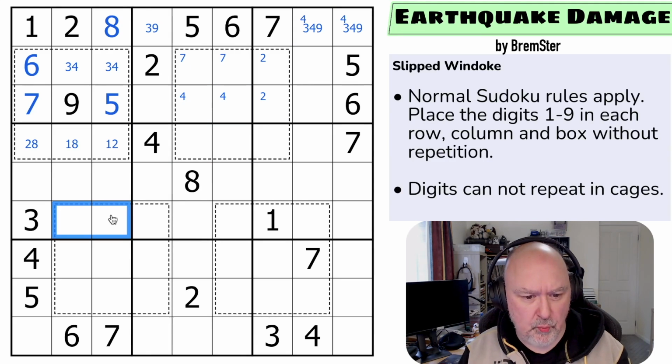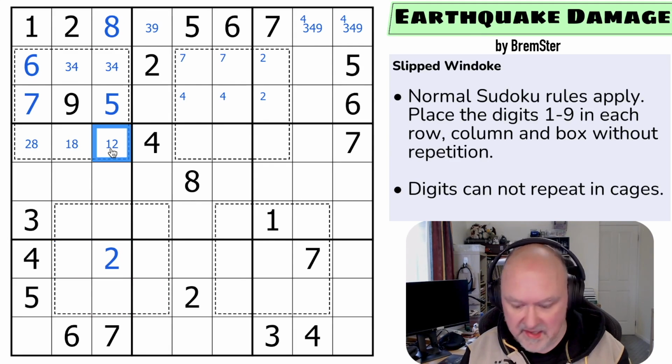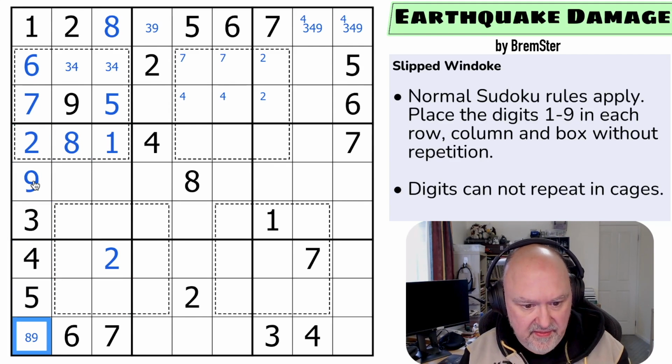Okay. Can't put 1, 2, or 8 in any of those. Can't put 1 in any of those. Actually, can't put 2 in any of those, or any of those, or any of those. 2 is in one of those two. And this 2 is looking down saying that's not the 2. So that's the 2, meaning that's the 1, that's the 8, that's the 2. This is a pair now. This is an 8-9 pair, and the 8 here makes that the 9 and that the 8.